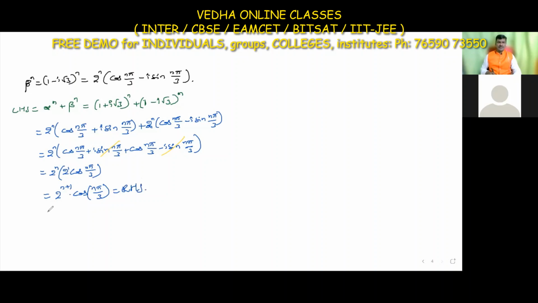So we got LHS equals RHS. Therefore, alpha power n plus beta power n is equal to 2 power n plus 1 into cos of n pi by 3. Hence it is proved. Understood?